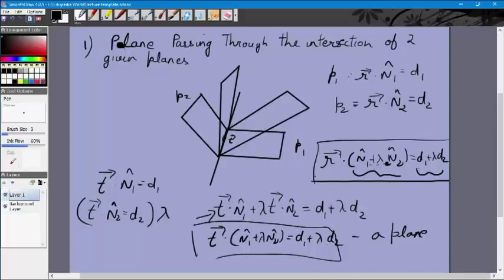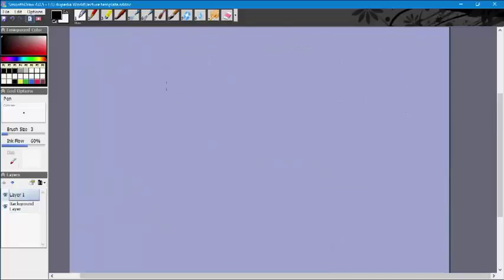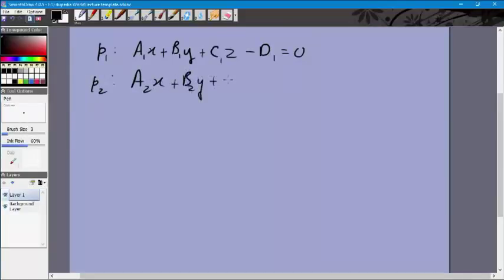And if you were to write this in terms of Cartesian coordinates, let's say the first plane P1 was given as a1x plus b1y plus c1z is equal to d1. Or the general form generally is a1x plus b1y plus c1z minus d1 is equal to 0. And let's say the plane P2. By the way, some books refer to planes as pi1 and pi2 instead of P1 and P2. a2x plus b2y plus c2z minus d2 is equal to 0.